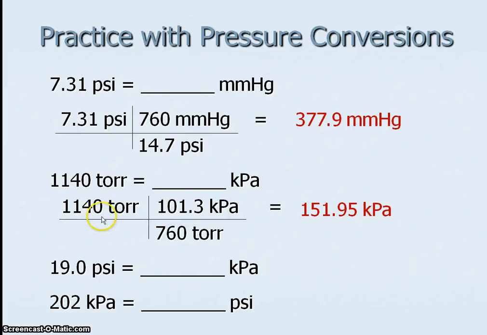So you can see on the second one, we're going from torr to kPa, so bring your torr down. Put kPa on top, and then these numbers are the standard units. So 760 torr is equal to 101.3 kPa. For the next one you should have gotten about 131, and the last one is about 29.3.